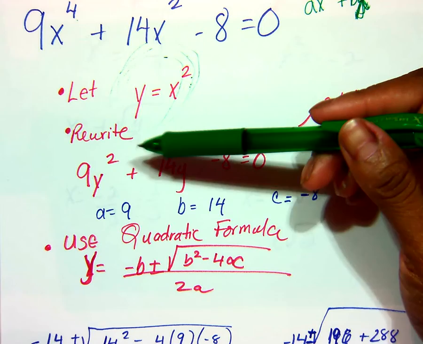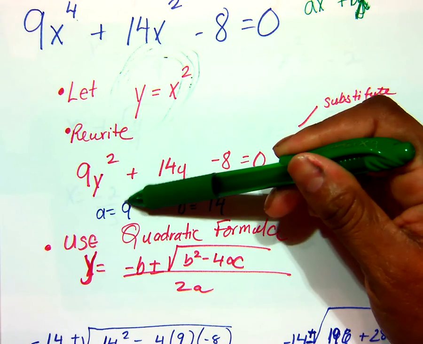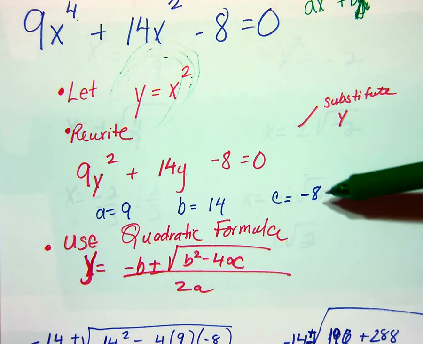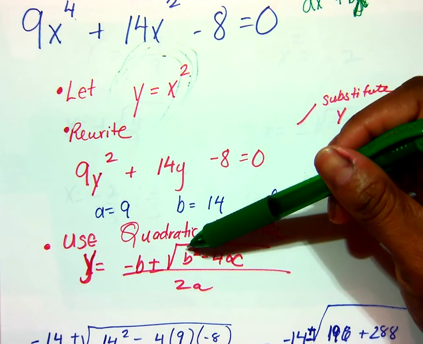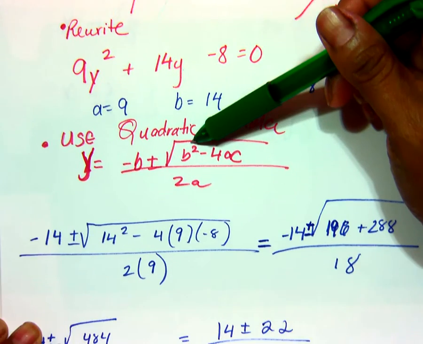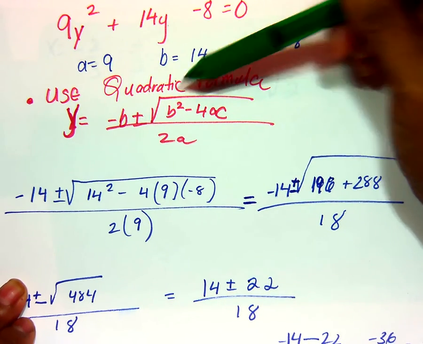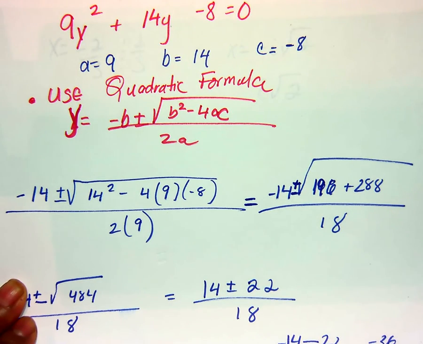Now using the quadratic formula, your a is 9, your b is 14, your c is negative 8. Substitute each one of those values in carefully, as I did right here. This will be the ideal time for you to pause the video to see how I substituted and simplified.